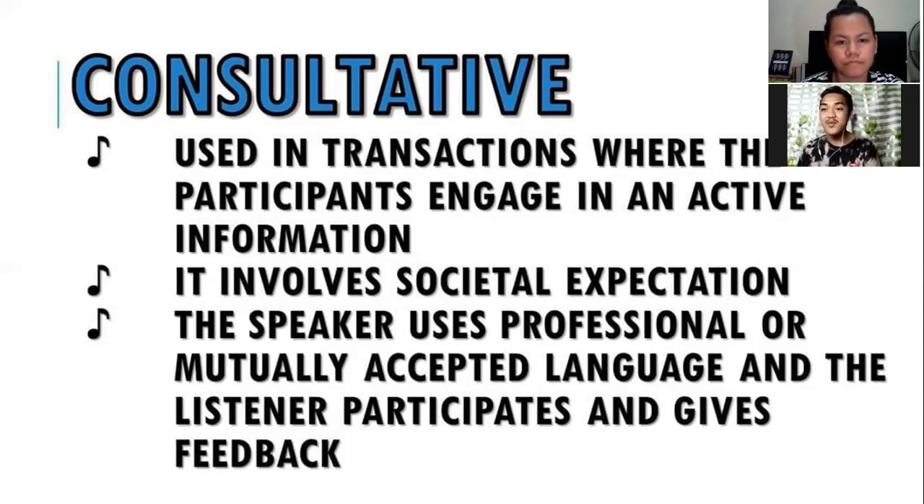Say for example, sa store, you ask, "Pabili nga po ng suka. Magkano po?" Tapos sasabihin yung price. So it's a matter of giving and sharing information. Hindi naman pwedeng intayin mo ng 2 days bago niya sabihin yung presyo ng suka. Di ba? Okay, moving on. It involves societal expectation.